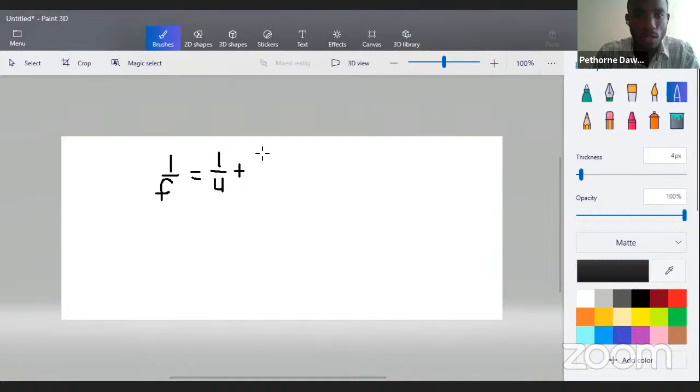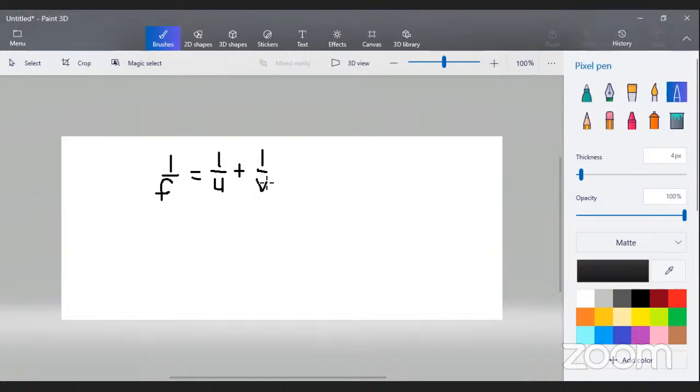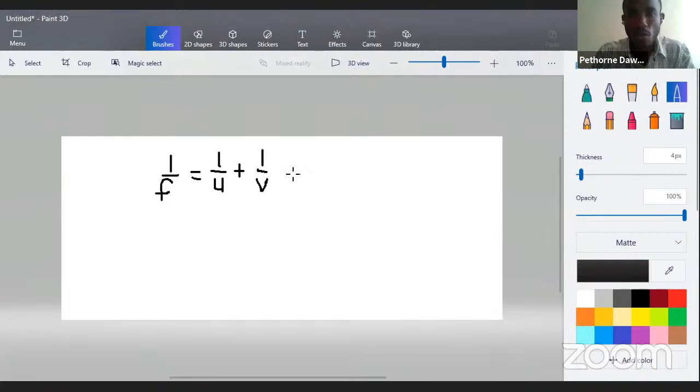Have you ever seen this equation at all, anywhere? Yes, sir. Okay. So we know what F is. F is the focal length, but do we know what U and V are? U is the object distance, and that's in whatever units they have given you. And V is the image distance.